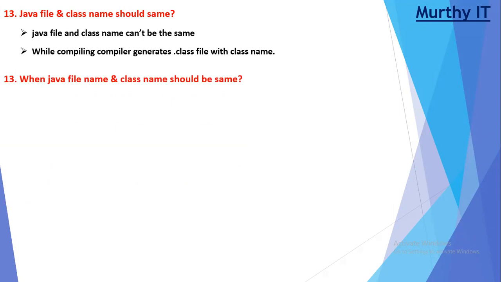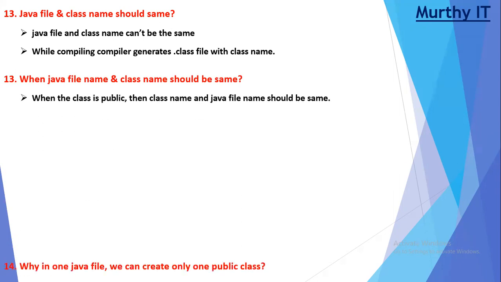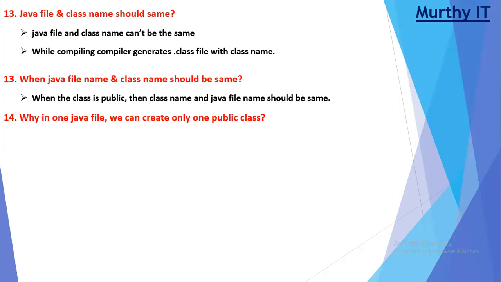Next one, when should the Java file name and class name be the same? When our class is public, at that time the class name and Java file name should be the same. Why in one Java file can we create only one public class?